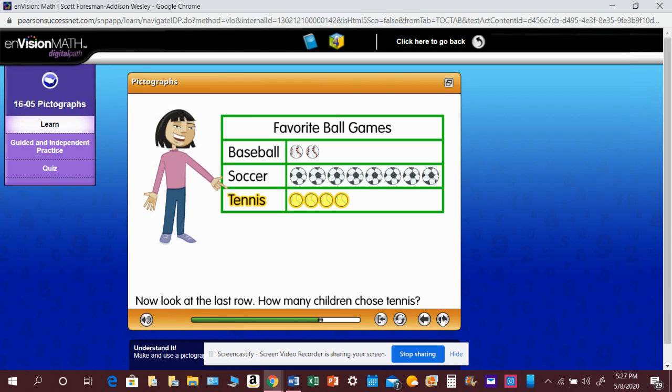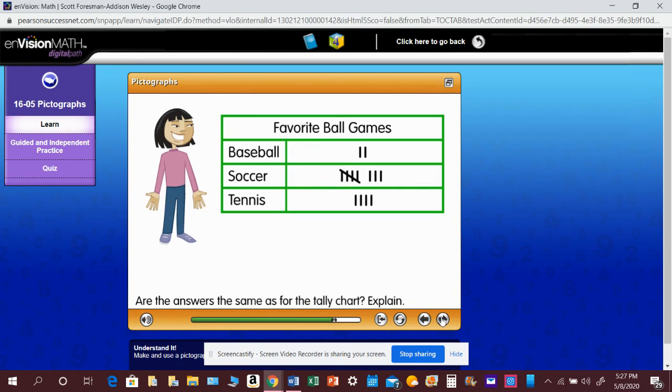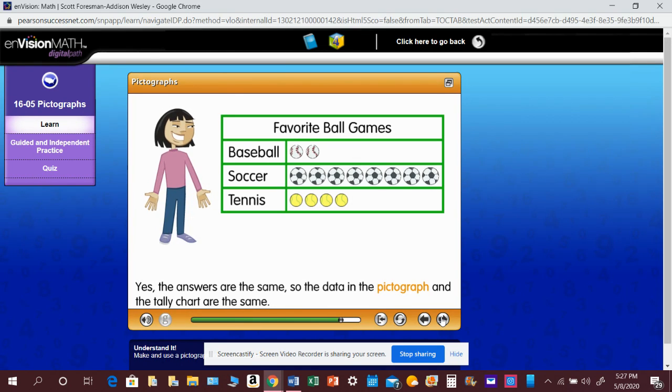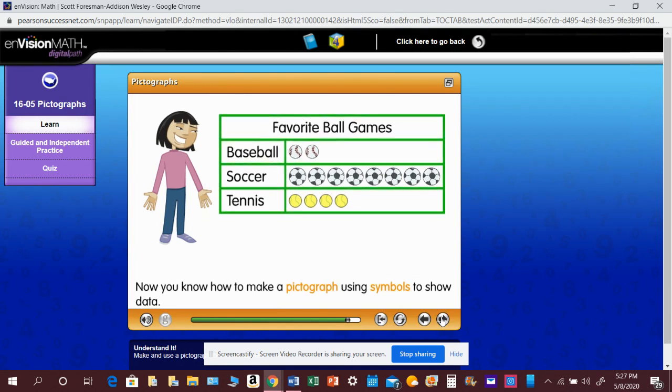Now look at the last row. How many children chose tennis? 4 children chose tennis. Are the answers the same as for the tally chart? Explain. Yes, they are. Yes, the answers are the same. So the data in the pictograph and the tally chart are the same. Now you know how to make a pictograph using symbols to show data.